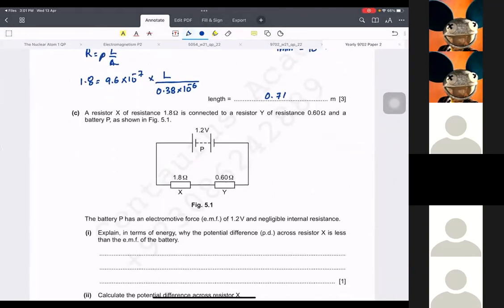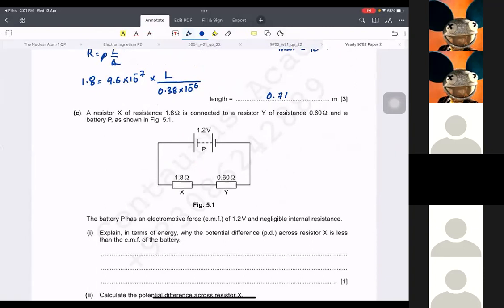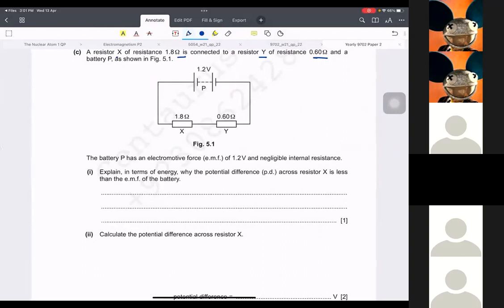Now, then it says resistor X of resistance 1.8 ohm is connected to resistor Y of resistance 0.60 ohm and battery B. The battery B has an electromotive force of 1.2 volts and negligible resistance. Explain in terms of energy why potential difference across resistor X is less than EMF of the battery. Okay, so we have to give the idea, right? Why the potential difference across X is less than the EMF of the battery.